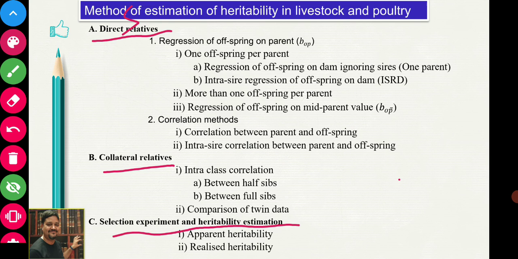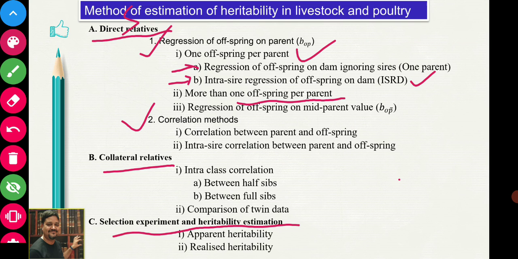So in direct relatives, the first is the regression of offspring on parent, and second is the correlation method. So two methods, regression method and correlation method. In the regression method, regression of offspring on one parent, the first one is one offspring per parent. So if one offspring is produced per parent, in that there are another two methods. The first is the regression of offspring on dam ignoring the sires. That means regression of offspring on one parent, and that one parent is the dam. Then the second method is intra-sire regression of offspring on dam, that is popularly known as ISRD, intra-sire regression of offspring on dam.